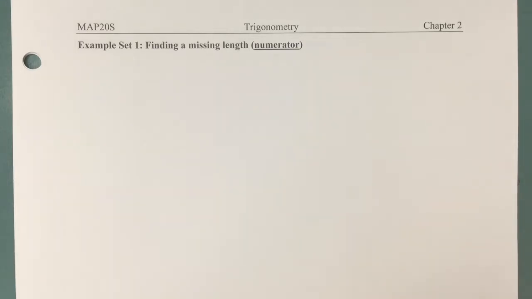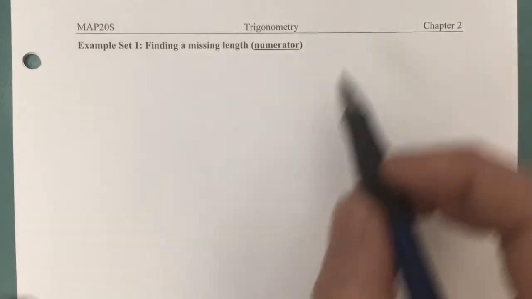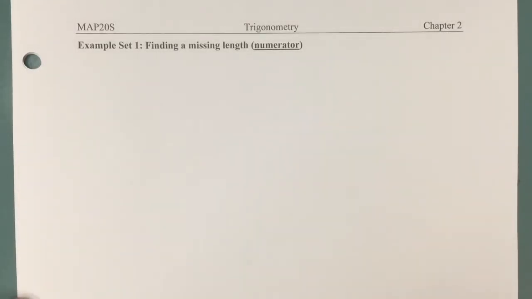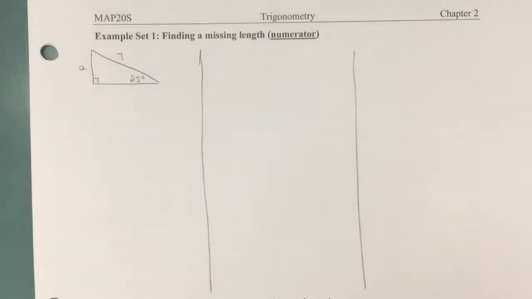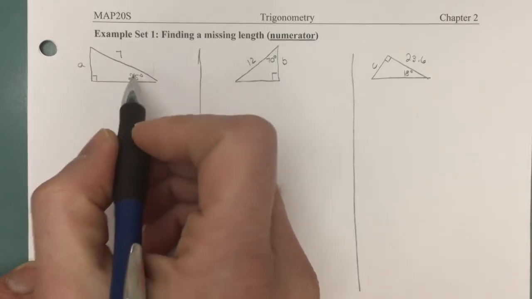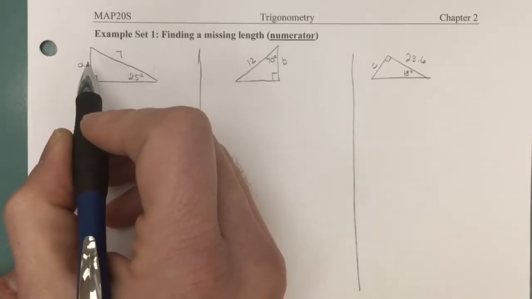So in this first set of examples, we will do 3 different triangles, and our goal will be to find the length that is in the numerator of the ratios. And to get us started, we want to split up this page into 3 different sections so we can do 3 different triangles.